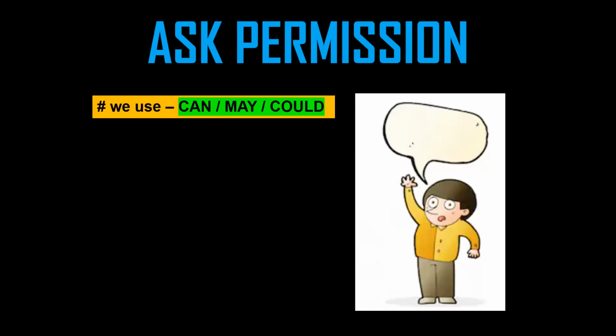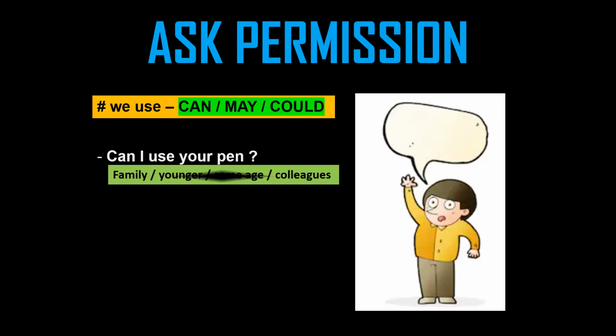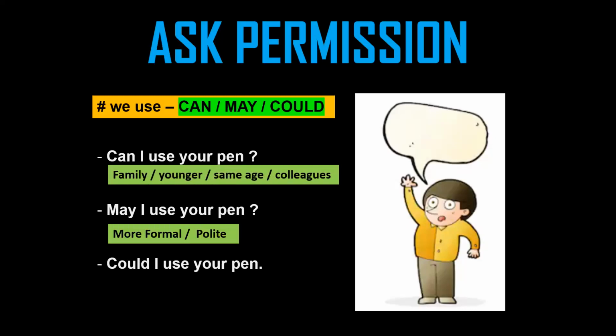अब question आता है कि where you have to put can, where you have to put may, and where you have to put could. क्योंकि तीनों ही modal verbs are used for asking the permission. Right? Clear? Can I use your pen? देखो. Can हम कहाँ यूज करते हैं? Can हम यूज करते हैं in a very informal situation.